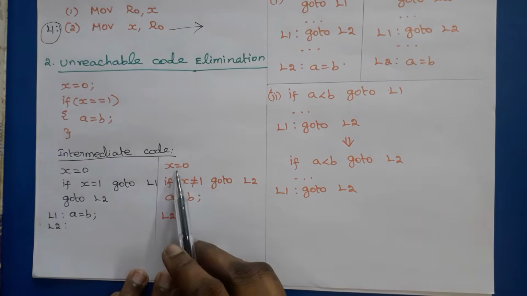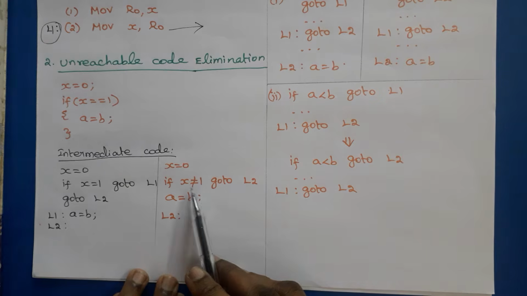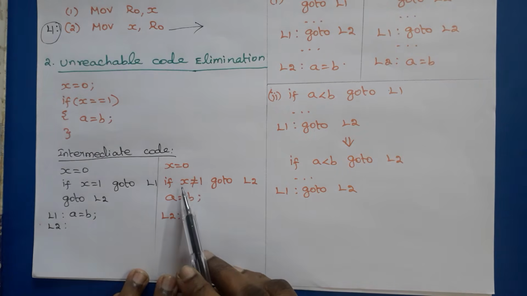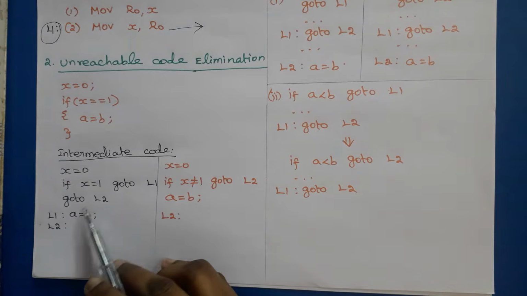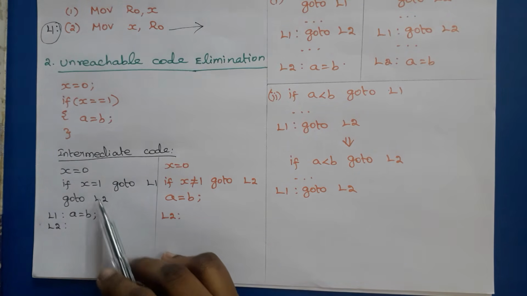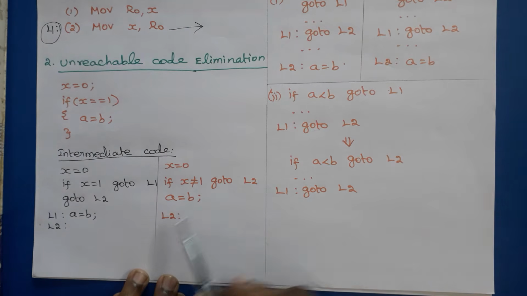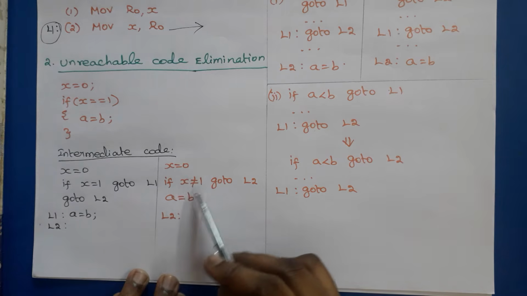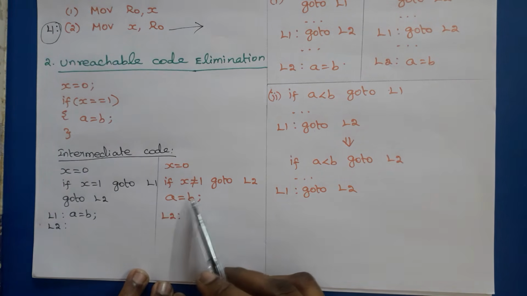So x equals 0. Instead of checking x equal to 1, here we are checking x is not equal to 1. So if x is not equal to 1, go to L2, that means the false part is executed. So if x is not equal to 1, a jump to L2 is performed. Otherwise, if this condition is false, then the statement immediately following this statement will be executed. So a equals b.